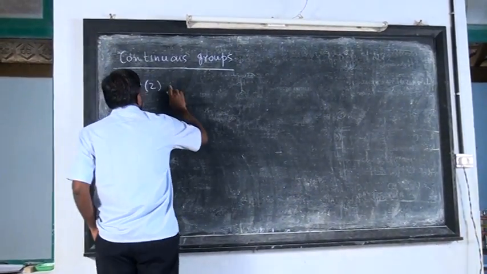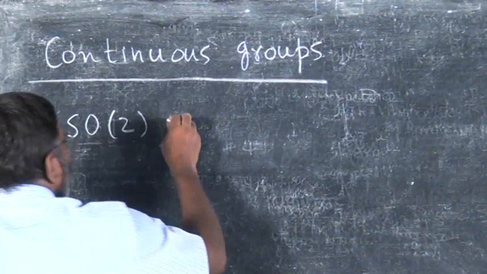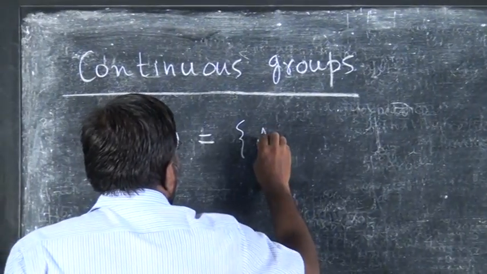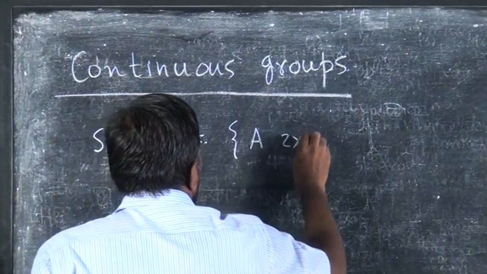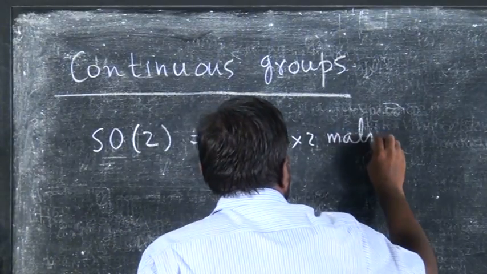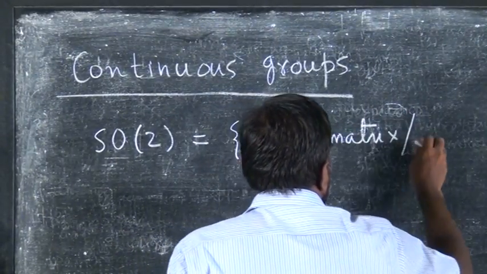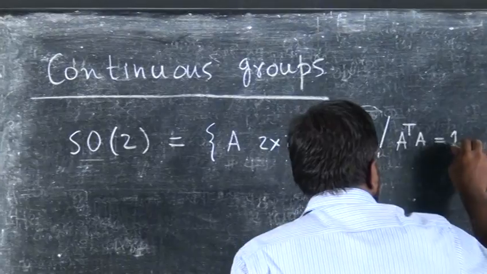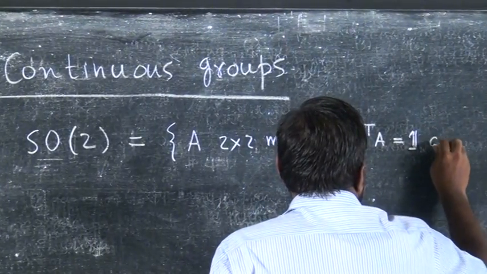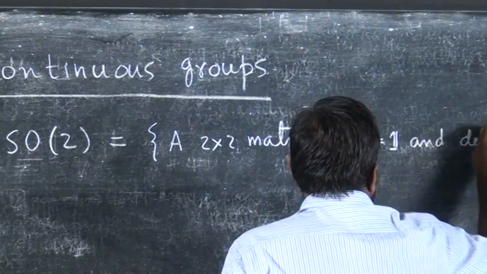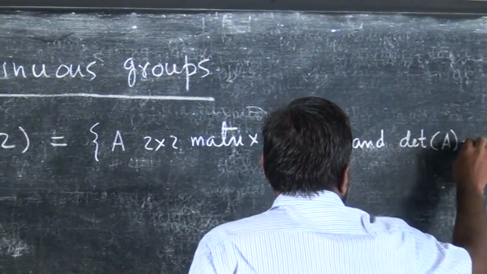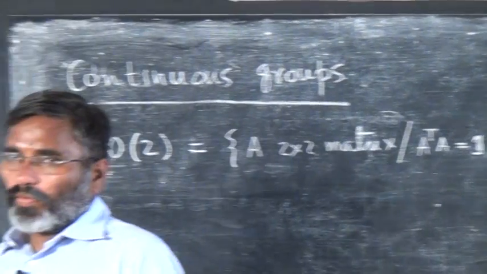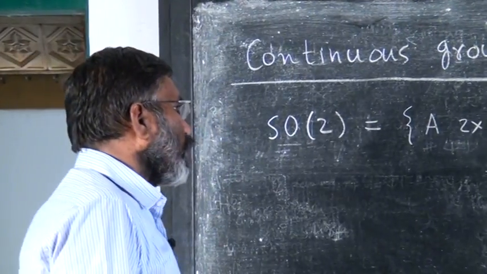SO2 is, let's say SO2, which is given by a 2 by 2 matrix such that A transpose A is equal to identity and determinant of A is equal to +1. A transpose A is identity and determinant of A is equal to +1.